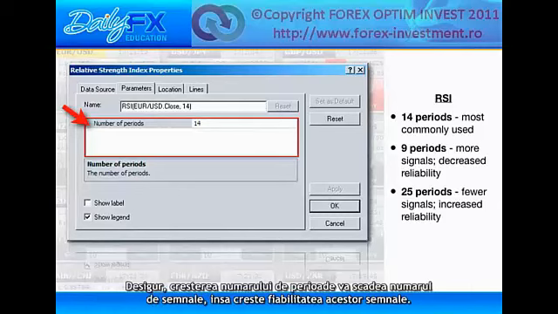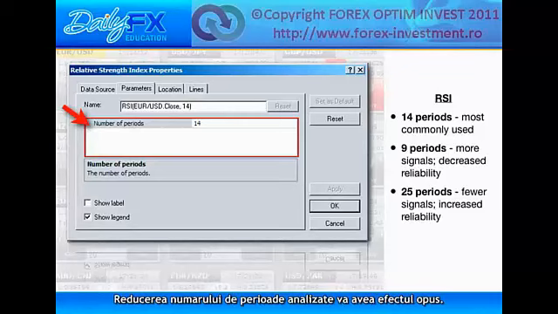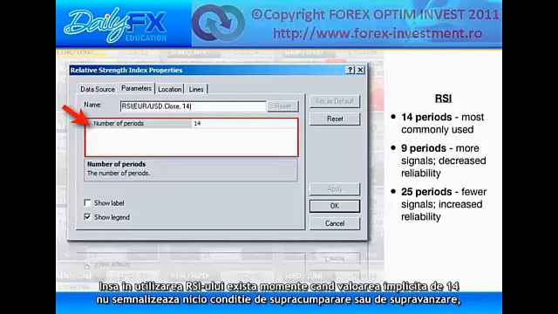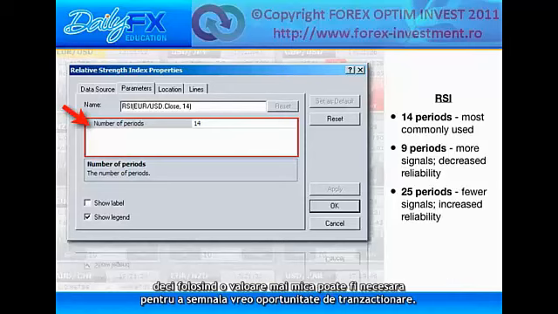Of course, increasing the number of periods will decrease the number of signals, but increase the reliability of those signals. Decreasing the number of inputs would have the opposite effect. With RSI, there are times when the default value of 14 does not signal any overbought or oversold conditions, so using a lower value may be necessary to signal any trading opportunities.